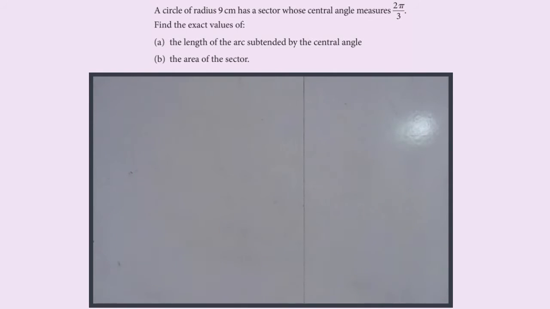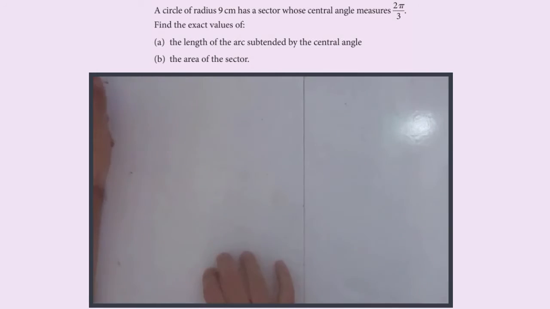A circle of radius 9 centimeters has a sector whose central angle measures 2 pi by 3. That's an angle in radians. Find the exact values of the length of arc subtended by the central angle, and the area of the sector.